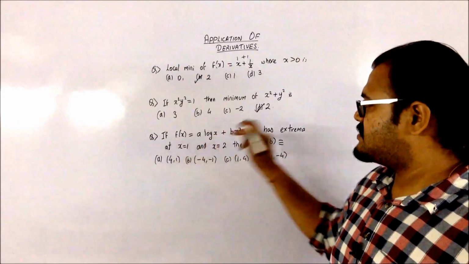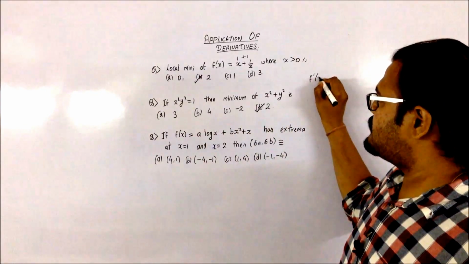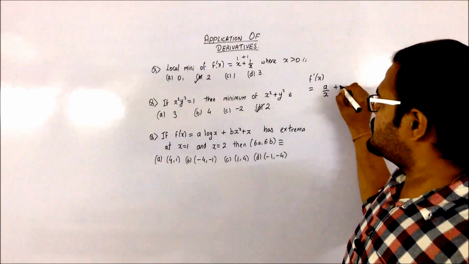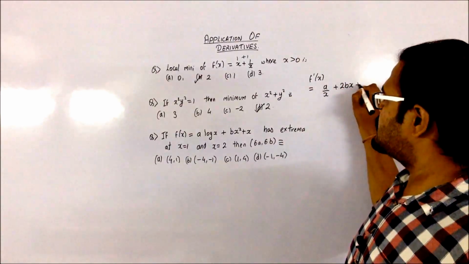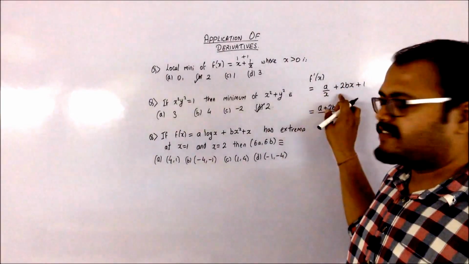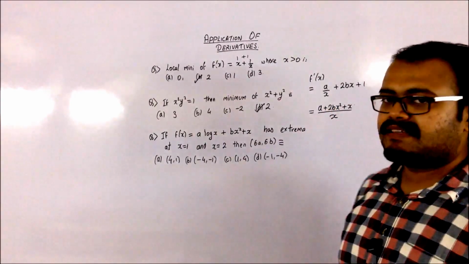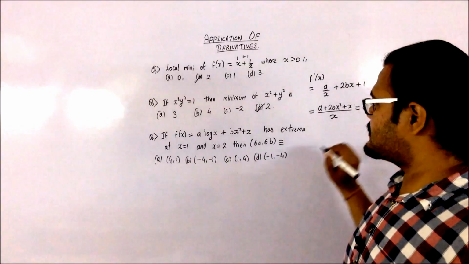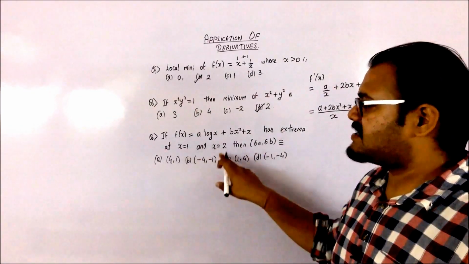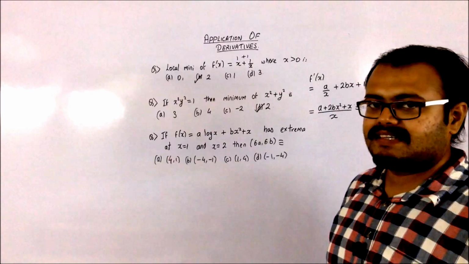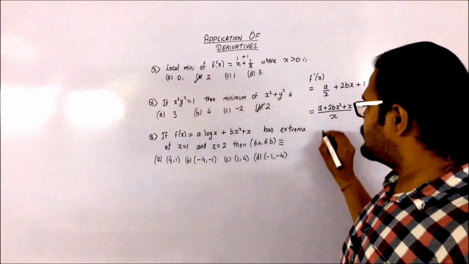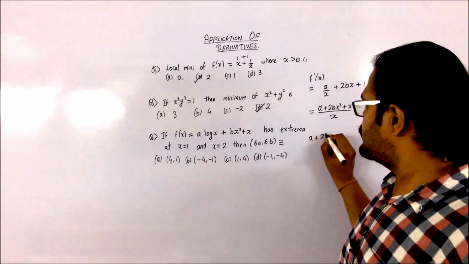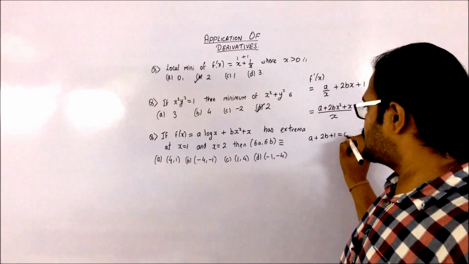So what I will do is first find the derivative of this. My f dash of x will have the value a by x plus 2bx plus 1. After taking the derivative, I got this, which I can simplify. I have to equate this to 0 to find my extremas. Now they have given the extrema values as 1 and 2, so I will be substituting each of them. When I substitute 1, I get a plus 2b plus 1 equals 0.